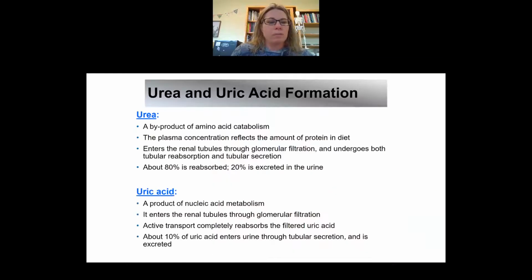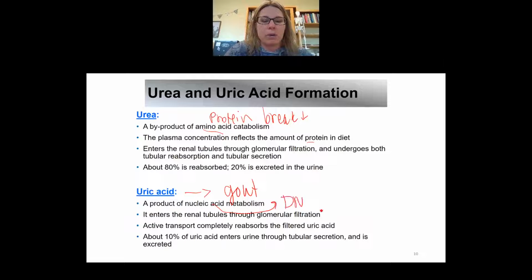Okay. Just real quickly on some of the urine products, we talked a lot about water. Urea is from amino acid or protein catabolism, which means breakdown. Okay, so if you eat a ton of protein in your diet, you'll probably have more urea in the urine. Uric acid is going to be a product associated with gout. If you have high levels of uric acid in the blood, it can cause gout. But that's from nucleic acid breakdown or metabolism, things like DNA or RNA.